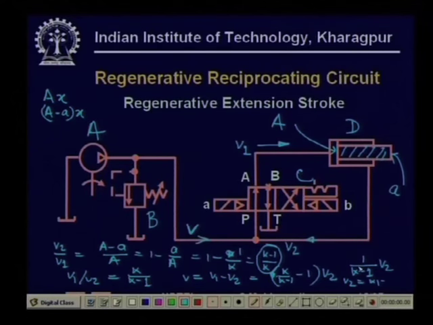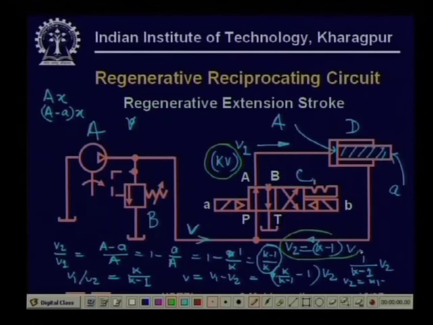Let us write it in a different place. So we get two equations. We get V2 is equal to k minus 1 into V, and therefore V1 is equal to k into V. Let me encircle them in a different color. These are the final expressions. So these are the flows. You understand?